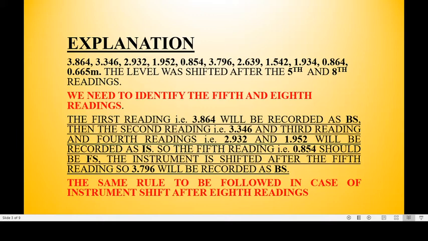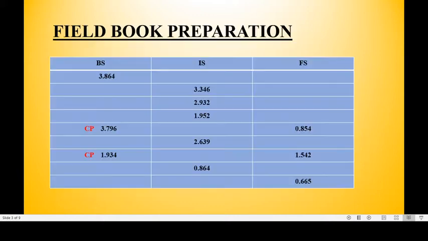The same rule needs to be followed when the instrument is shifted after the 8th reading. So going by the sequence, the 8th reading is 1.542. So that becomes the FS. Next change point is again noted, and the BS reading will be 1.934. So let us see how these readings have been tabulated in a level book or in the field book.